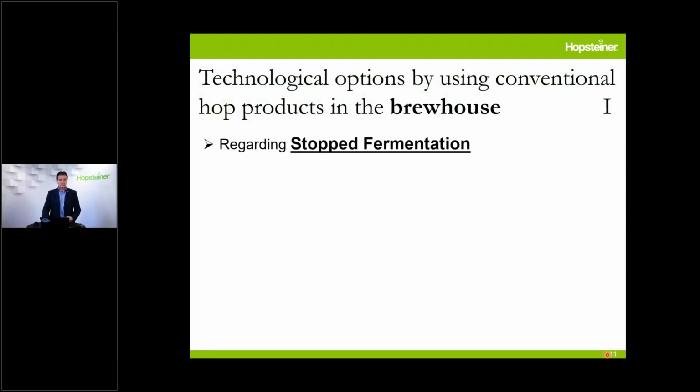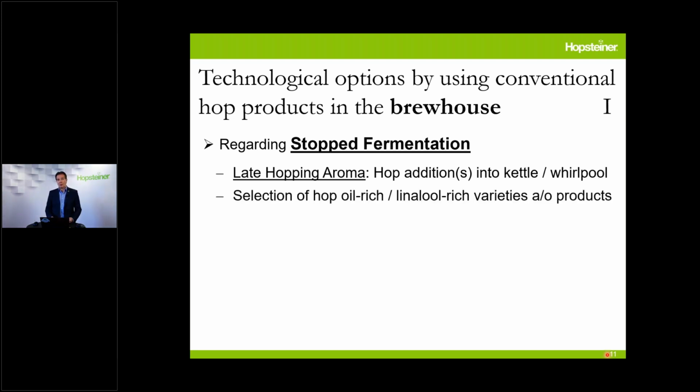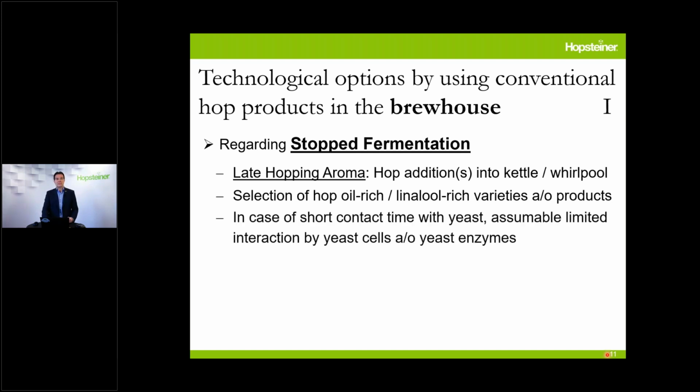So what we can do in the brew house regarding stop fermentation, we can create a late hopping aroma in the kettle and in the whirlpool, because we don't lose these hop aroma compounds by evaporation. So we can use oil-rich and linalool-rich varieties, especially linalool-rich, because there the late hopping is more or less correlated with the presence of a certain concentration of linalool in the wort.